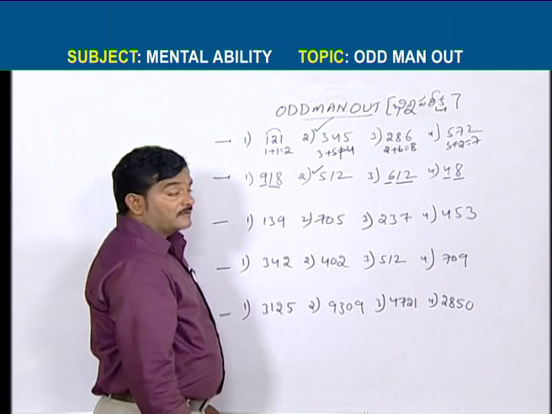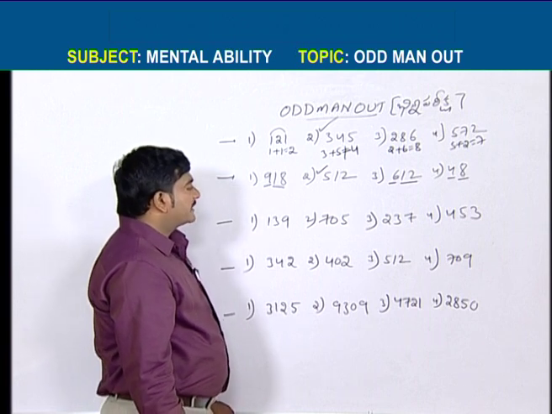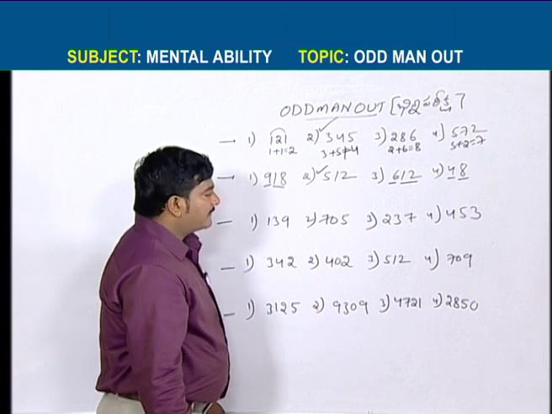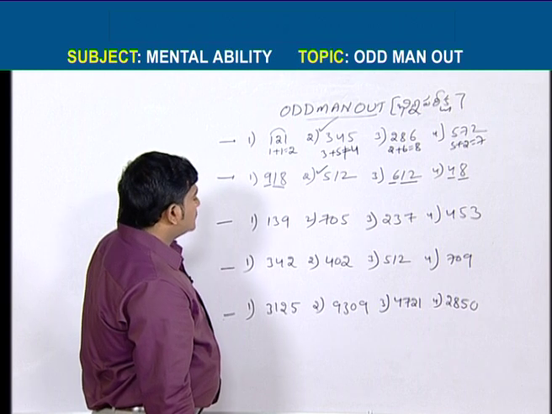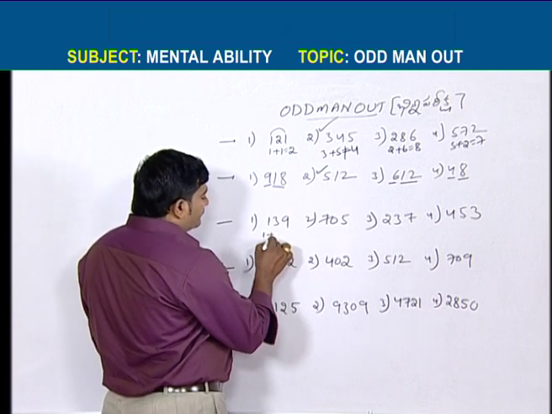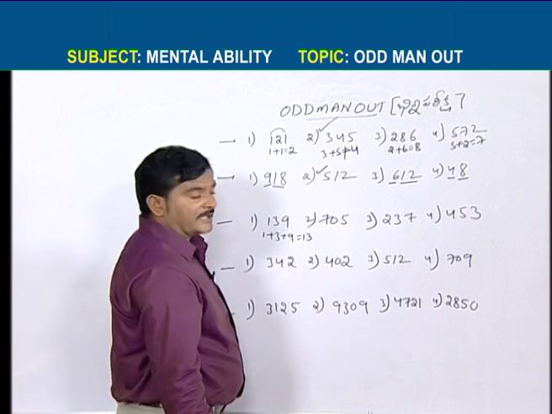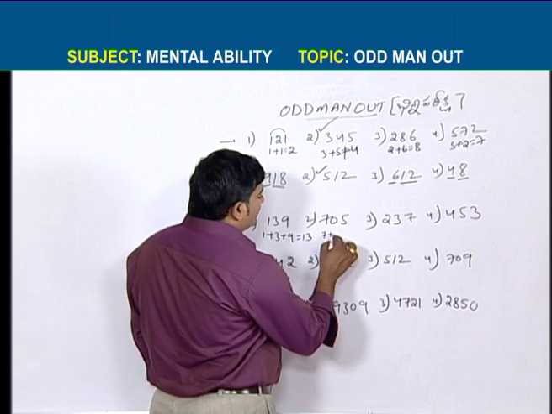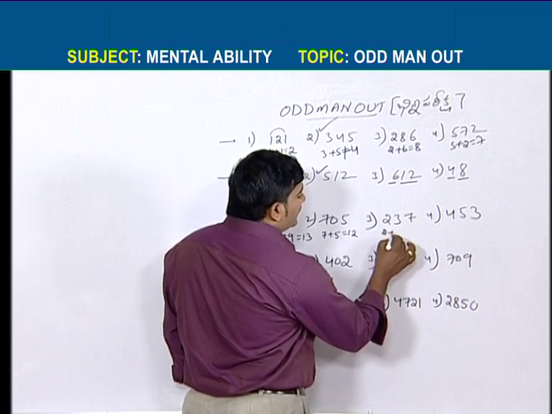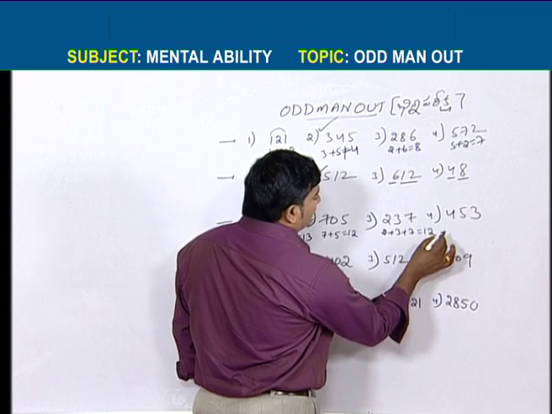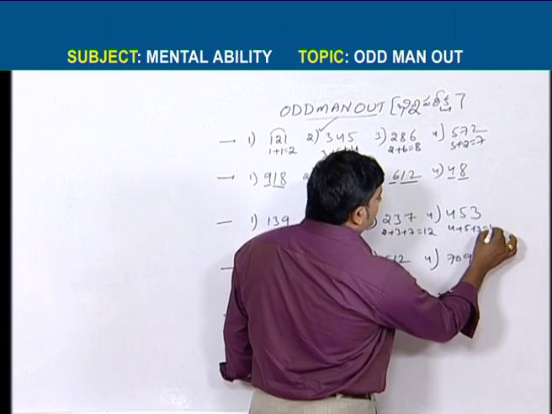Similarly, observe this: 138, 705, 237 and 453. See what is the logic involved in this question. Add all these numbers. 1 plus 3 plus 9, how much am I getting? 13. Similarly 7 plus 5, I get 12. Similarly 2 plus 3 plus 7, again 12. What about 4 plus 5 plus 3? That is equal to 12.